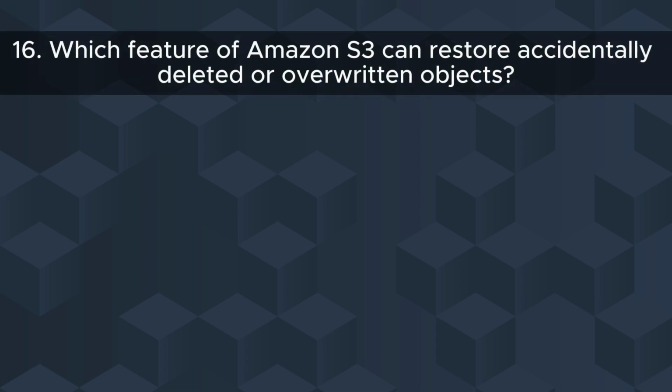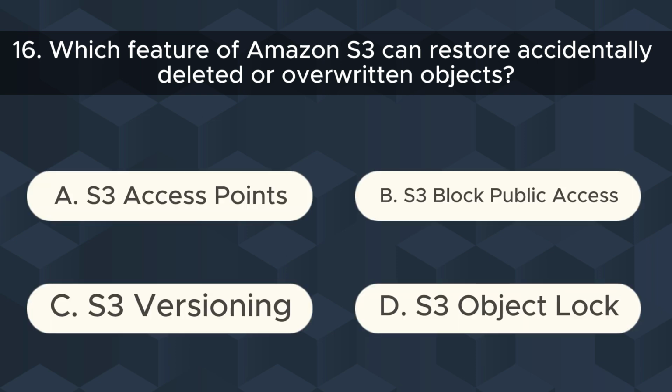Which feature of Amazon S3 can restore accidentally deleted or overwritten objects? The answer is S3 versioning. S3 versioning allows you to keep multiple versions of an object in the same bucket, enabling you to recover previous versions if an object is accidentally deleted or overwritten.